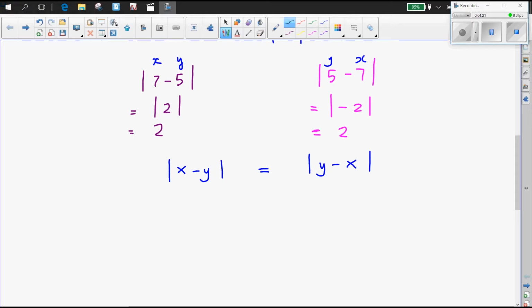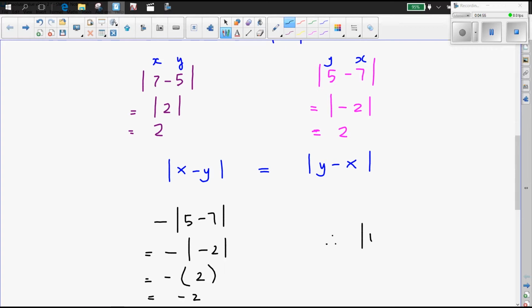I'm now going to ask you, what about minus the absolute value of 5 minus 7? So this is going to be minus 1 times the absolute value of 5 minus 7. So we know that 5 subtract 7 is negative 2, so it's going to be minus 1 times the absolute value of negative 2. So this is minus 1. The absolute value of negative 2 is 2, and this gives you negative 2. So I can clearly state that the absolute value of y minus x is not equal to minus the absolute value of y minus x.